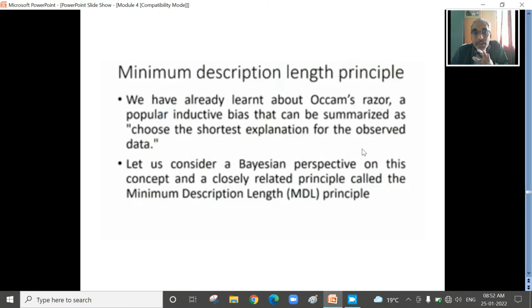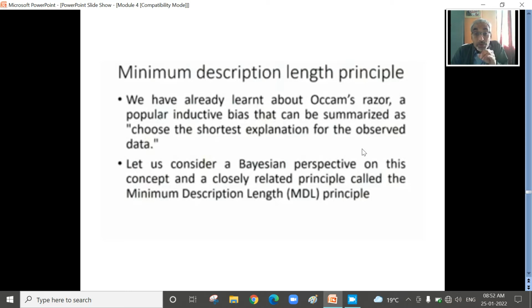be summarized as: choose the shortest explanation for the observed data, or we can say choose the shortest path from root node to the leaf node, which is the smallest decision tree. So you are going to select that one, which we call Occam's razor, because this is one of the inductive biases. As you know, every learning algorithm has some inductive bias, some assumptions we are going to make.